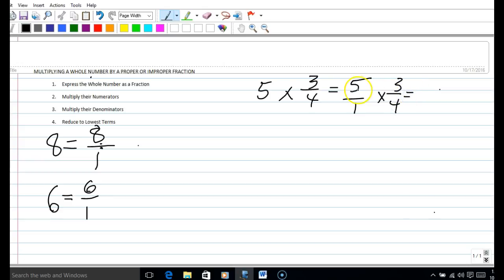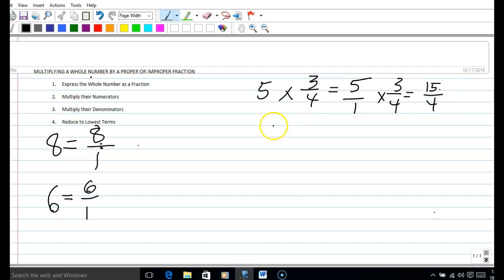Now I'll multiply as I did before. Numerator times numerator and denominator times denominator. So 5 times 3 is 15 and 1 times 4 is 4. Now this is an improper fraction. And what I want you to do is express all improper fractions as mixed numbers.